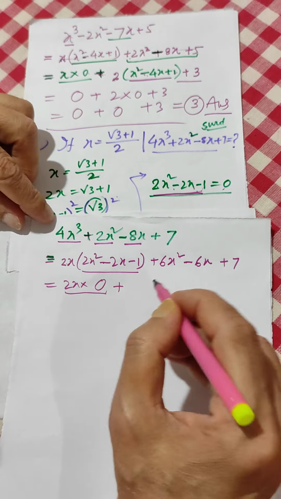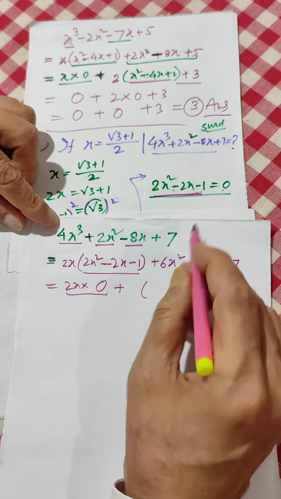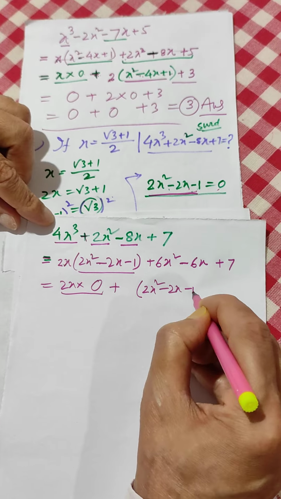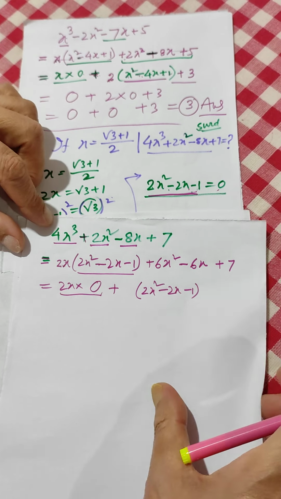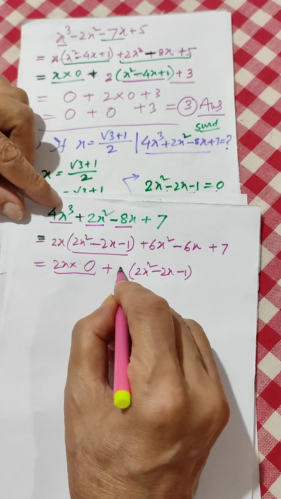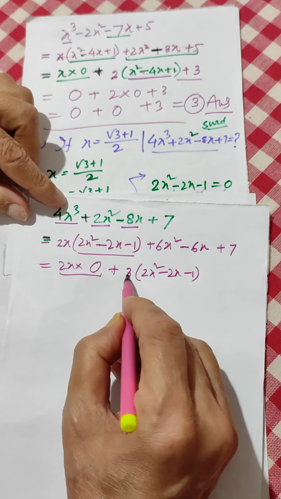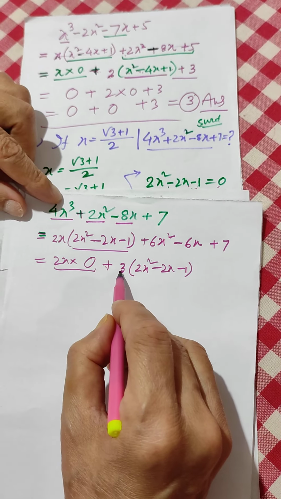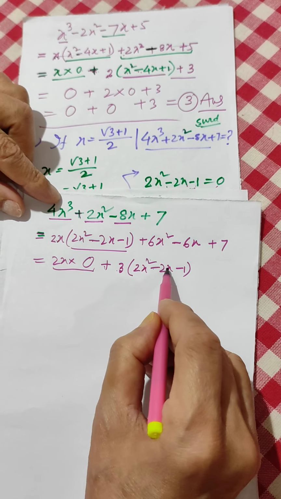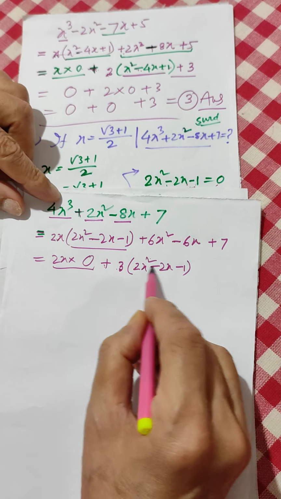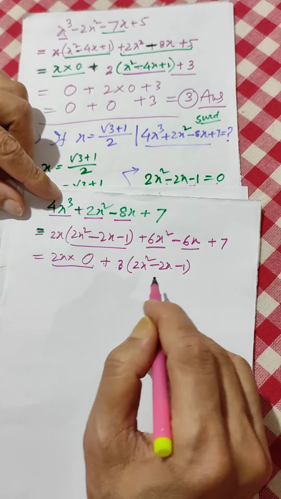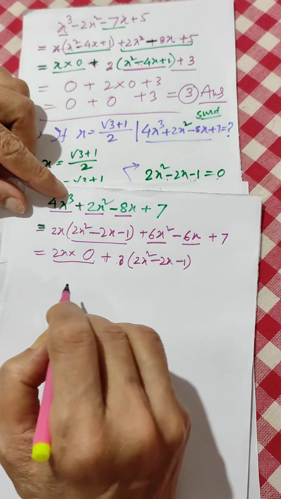Plus, again, now the remaining thing we have to express in terms of 2x square minus 2x minus 1. Okay. Now what must you write here? We must write 3 here, because plus 3 into 2x square will be plus 6x square. Then plus 3 into minus 2x will be minus 6x. So 3 into 2x square, this we got. Now 3 into minus 2x, this.